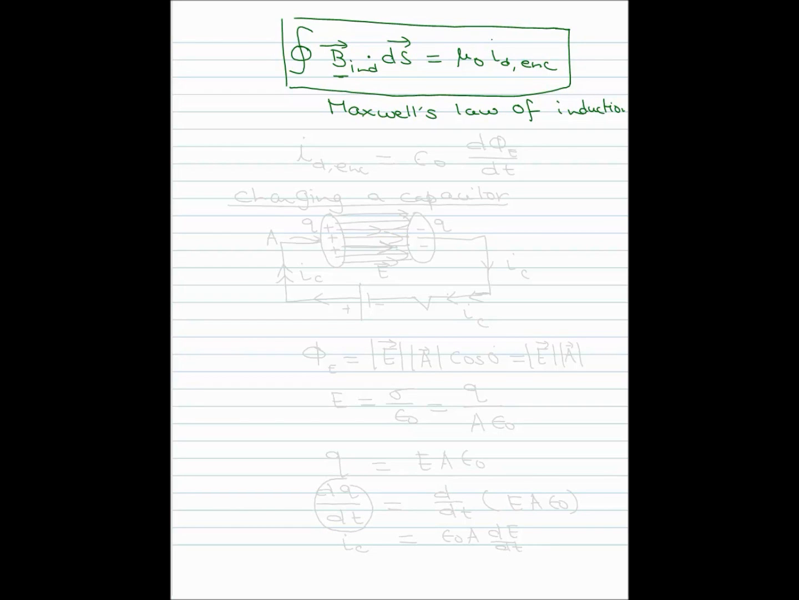Notice that this I_D enclosed is epsilon 0 dΦ_E over dt. So this is a fictitious current which is related to the changing electric flux with time. Now the question is, how should this I_D relate to the current that might be flowing in the wire?